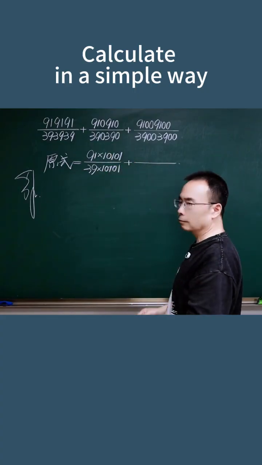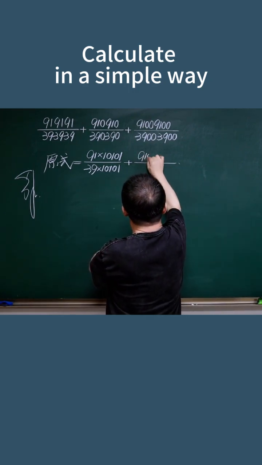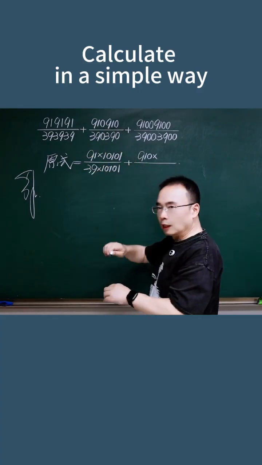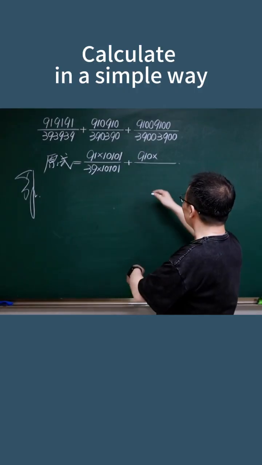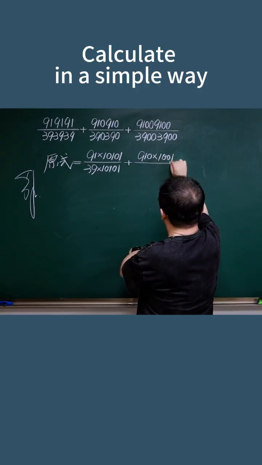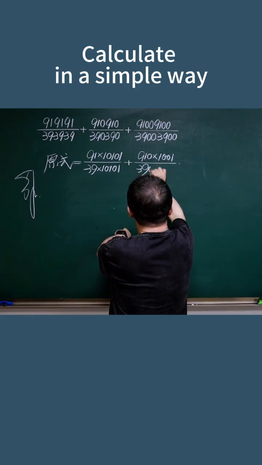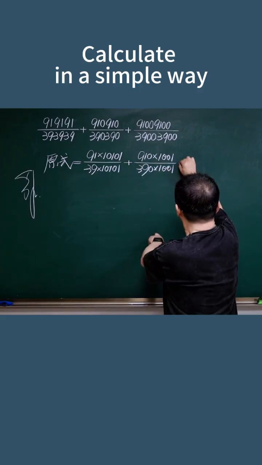Now, let's look at the second number. Its numerator is also a repeating number, but its base number is 9,110. So I'm saying its numerator can definitely be divided by 9,110. If you divide it, you'll find that the quotient is 1,001. By the same logic, the denominator can also be written as 390 times 1001. Now let's look at the third number.